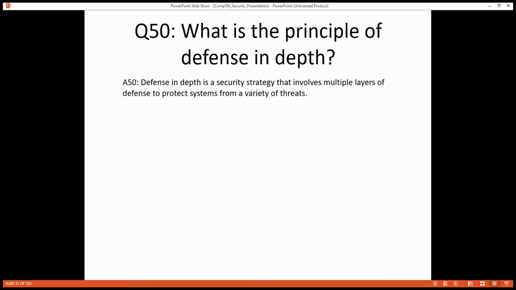Q50. What is the principle of defense in depth? A50. Defense in depth is a security strategy that involves multiple layers of defense to protect systems from a variety of threats.